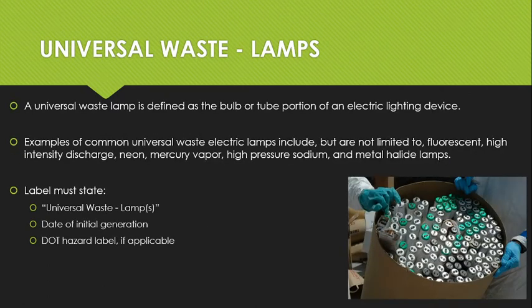Okay, we'll kind of go through the different types. So we've got lamps here. So that includes fluorescent lamps, neon, mercury vapor lamps. So any of those bulbs, like that guy in the picture showing, or whoever that person is there with all those bulbs, that kind of stuff, it's universal waste.